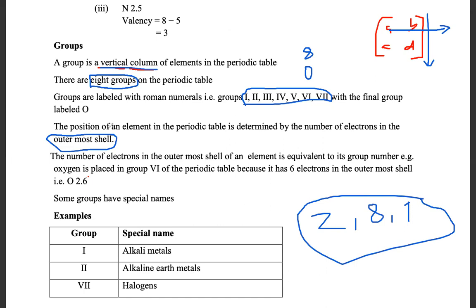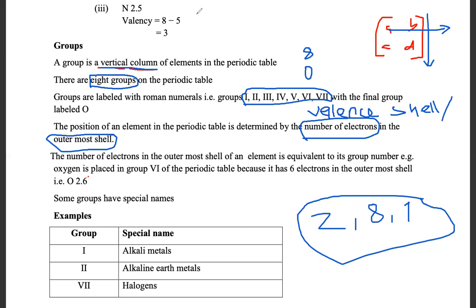We are saying that the position of an element in the periodic table, the period, is determined by the number of electrons in the outermost shell, the last shell. And these are the electrons that help us to determine the valence that an element has. So these are called valency electrons. So this shell is called the valence shell, and the electrons contained in there are called valence electrons. So we use the valence electrons to tell the group in which this element is.